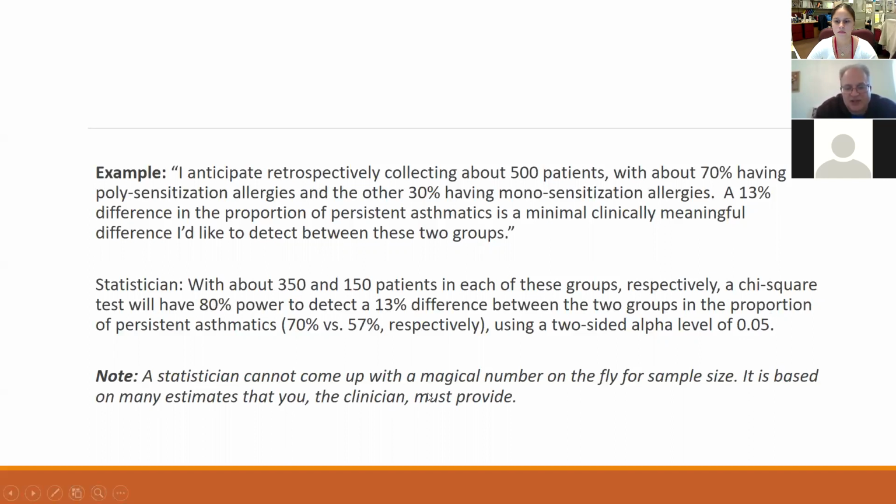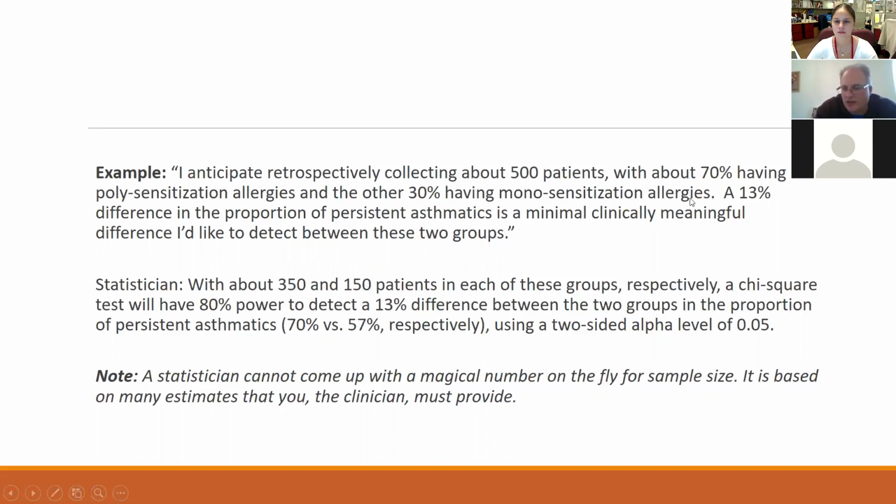So the statistician can't make this up. You as the investigator have to come in when you're communicating with the statistician. You need to bring a lot of this information to the table. How many patients are available? What's the breakdown of the two groups that you're comparing? In this case, it was very specific. 70% had the poly situation going on versus 30% had the mono situation going on.